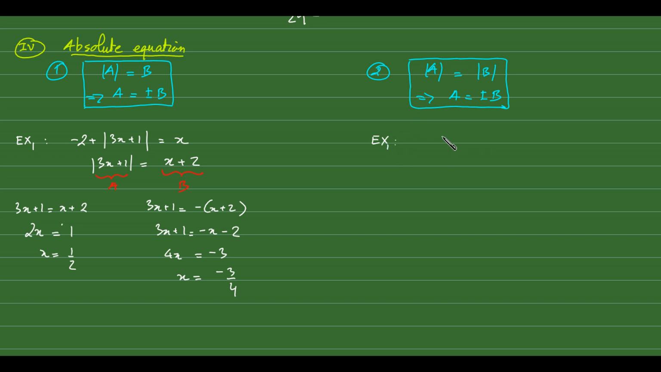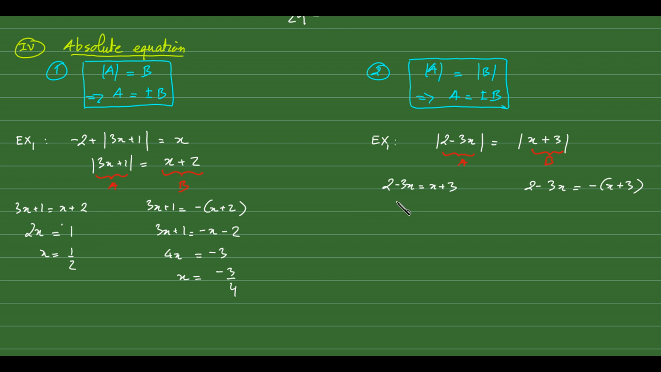What if I have something that's just, this is a very easy one, so I will have 2 minus 3x equal x plus 3, for example. So you know right away this is A and B, so you just go ahead and split it up into two cases. You're going to have 2 minus 3x equal x plus 3, and 2 minus 3x equal minus x plus 3.